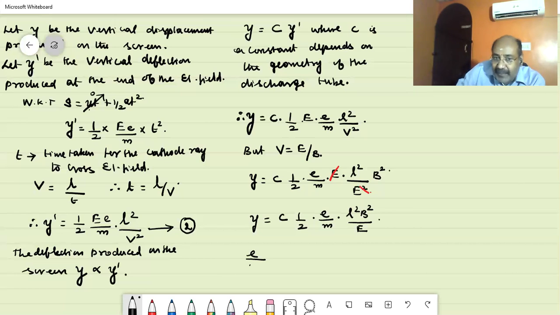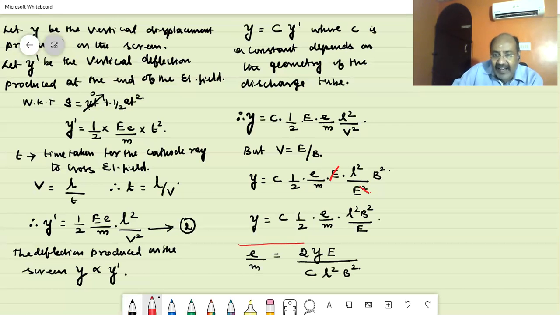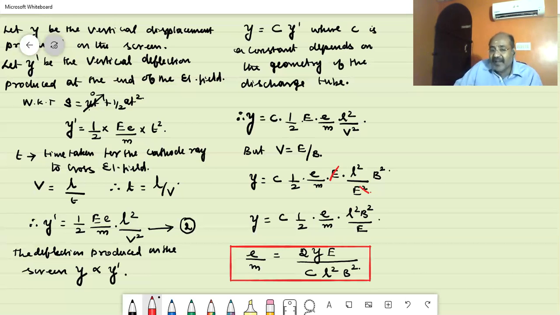So I am writing e by m equal to, make a cross multiplication, 2 y E divided by C L squared B squared. So by knowing the value of the amount of deflection produced on the screen Y, the applied electrical field E, the constant C, the length of the deflector plate L, and the applied magnetic field B, we can calculate what? We can calculate the value of e by m.